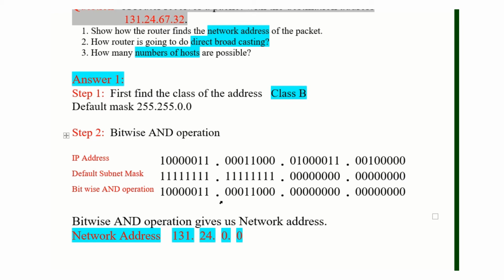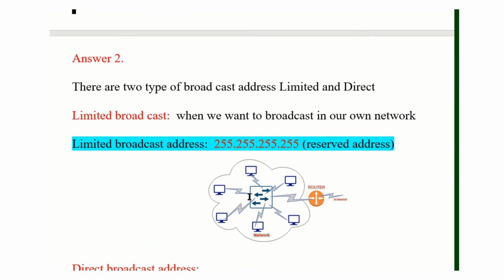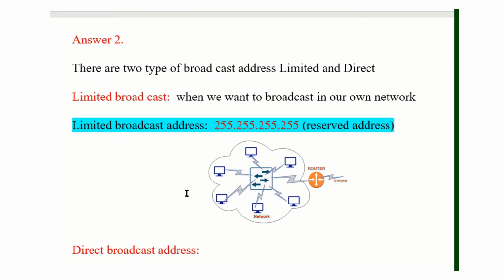Now let's move to the second question: how is the router going to do the broadcast. Before going to the answer, let us discuss broadcast. There can be two kinds of broadcast: limited broadcast and direct broadcast. Limited broadcast means we want to broadcast a packet within our own network. Let us take this example.